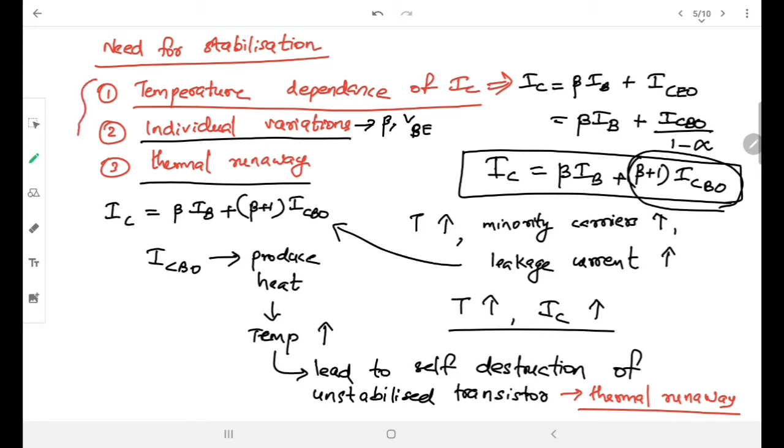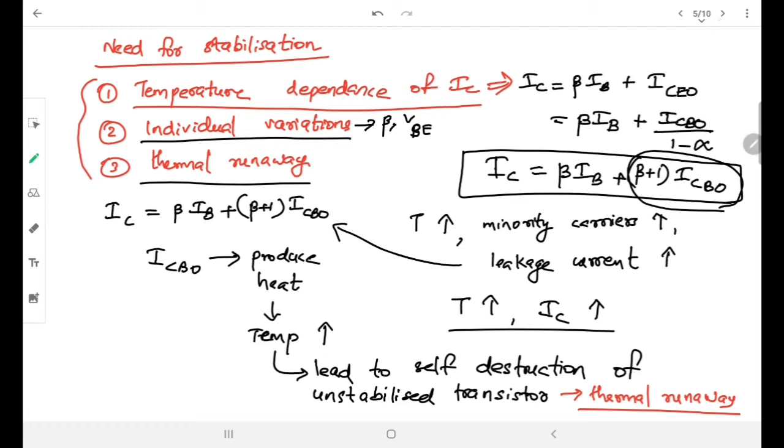So we discussed 3 points. First one, temperature dependence of IC. It is clear from here. That means when temperature changes, it will change the minority carriers and it will increase the leakage current. So IC will change. Next one is inherent variations of transistor parameters, beta and VBE. And third one is thermal runaway. So due to large leakage current, temperature increases within the transistor and produces heat, and it will lead to self-destruction of the unstabilized transistor.